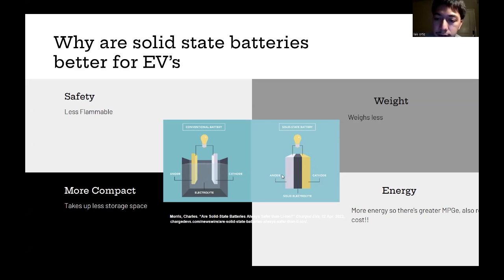It also weighs less and is more compact, meaning it takes up less storage, and less storage and less weight means that the car will be lighter, which is also another good thing. So the car won't be as heavy, and there's more energy, so there's greater MPG, and it reduces the cost overall.